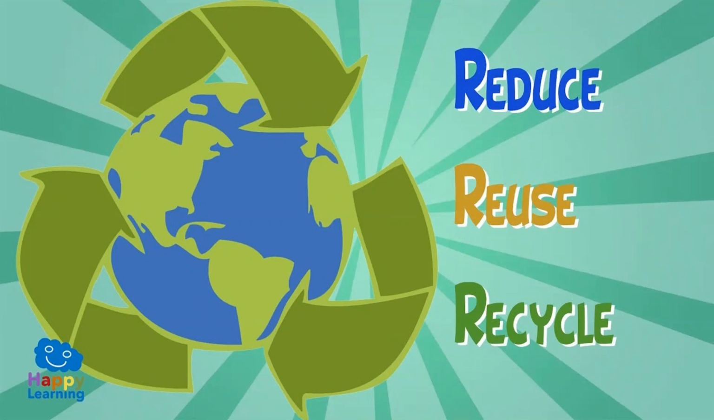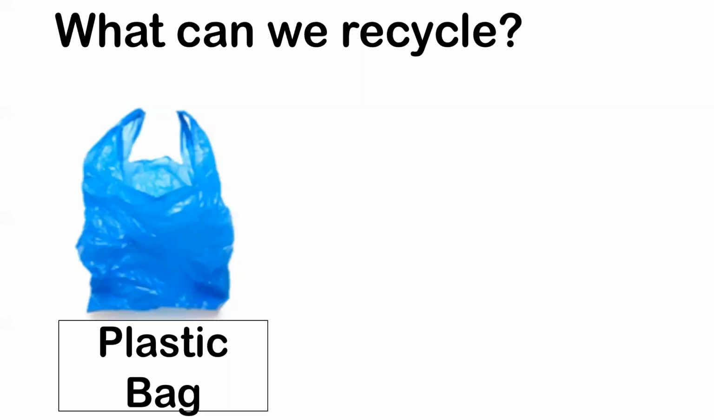And then the last one is recycle. In recycle, it means that you get something and you break it down and then you build something again from it. Okay, you will see more examples later on. So what can we recycle? The first one would be the plastic bag. There are other kinds of plastic bag, but this is the most common. We can make many things from plastic bags.